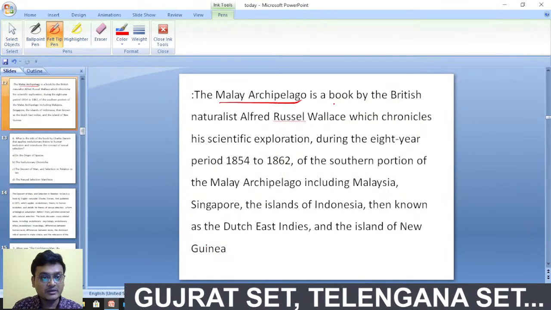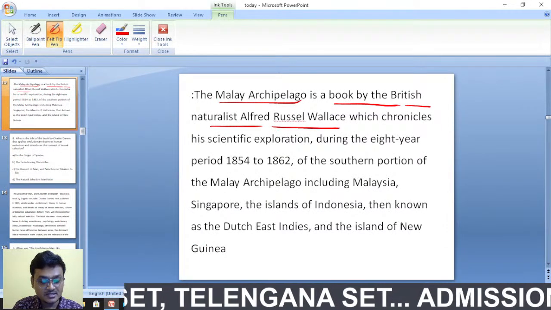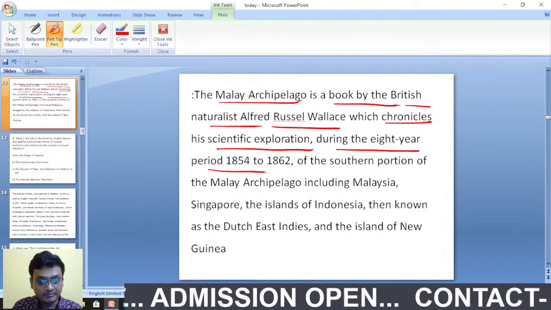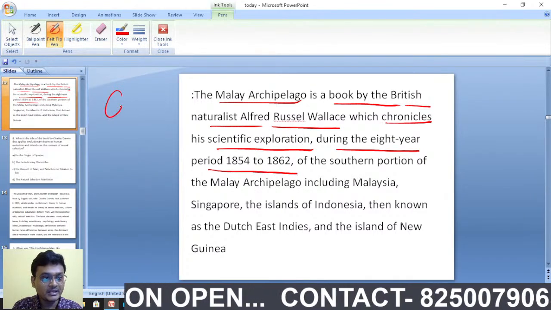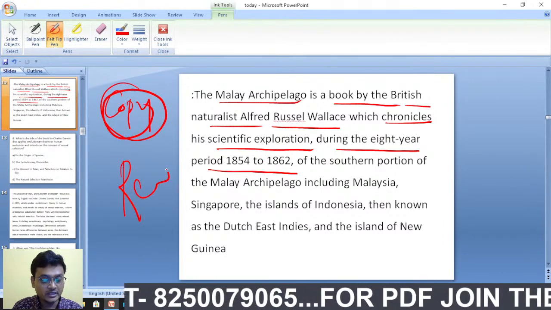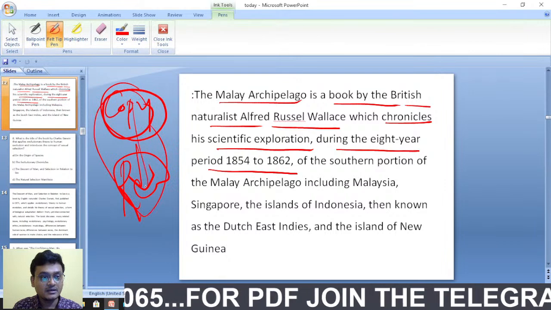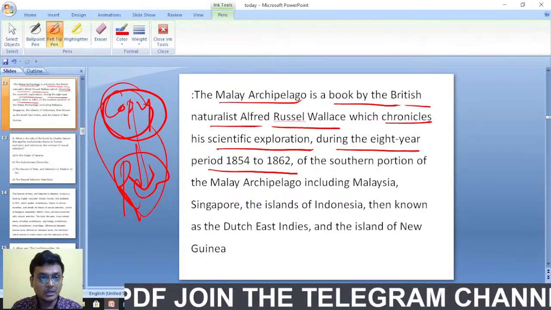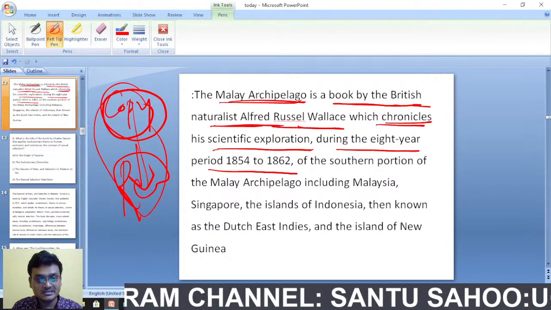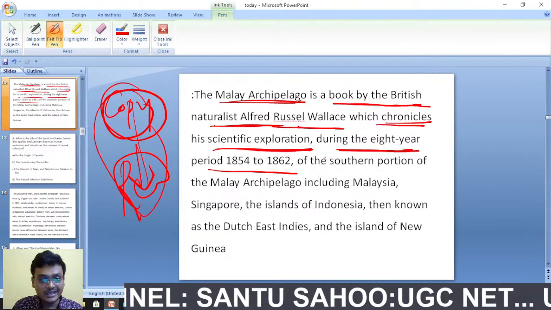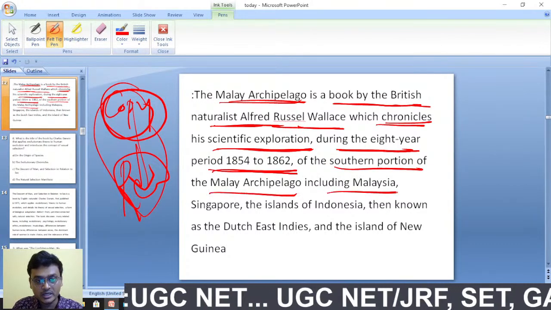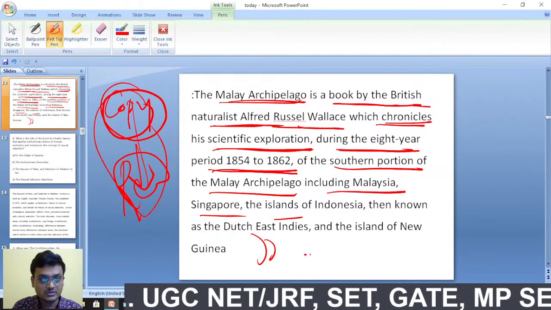The Malay Archipelago is a book by the British naturalist Alfred Russel Wallace, which chronicles his scientific exploration during the 8-year period 1854 to 1862. You do not have to copy this; you have to read what the maker makes. After reading and knowing all these things, you have to make it. The southern portion of the Malay Archipelago, including Malaysia, Singapore, these are the things.